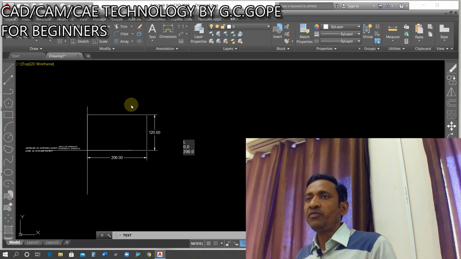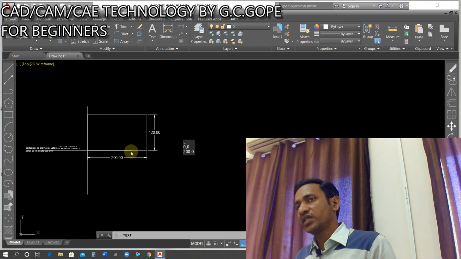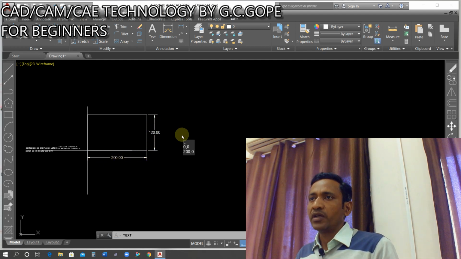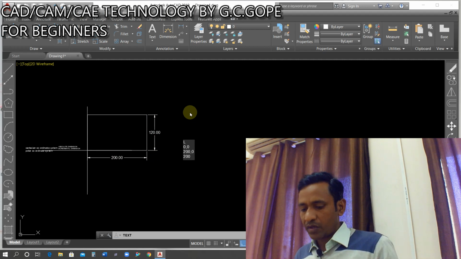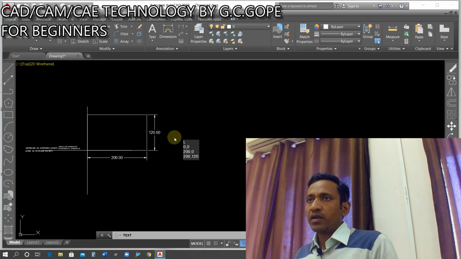So again we think about the base point. Again we have to think that in x direction how much and y direction how much. So for x direction and y direction we see that in x direction 200 and y direction 120. So what will be the next coordinate? 200 comma 120.